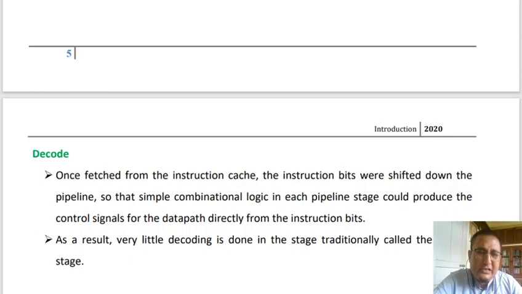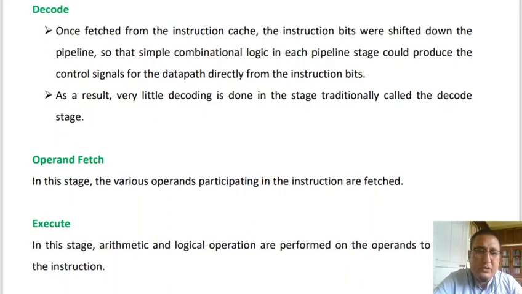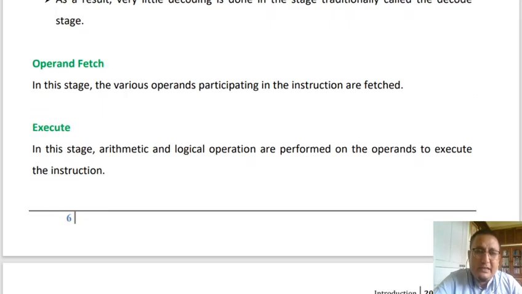Once the instruction has been decoded, we need to determine the operands that are participating in realizing the instruction. That is done in the third phase, operand fetch, where the operands that are participating in execution of the instruction are fetched. The next phase is instruction execution, or operand execution. Whenever instruction fetch, instruction decode, and operand fetch are over, we need to execute the instruction, or perform arithmetic and logical operations on the operands that have been fetched.